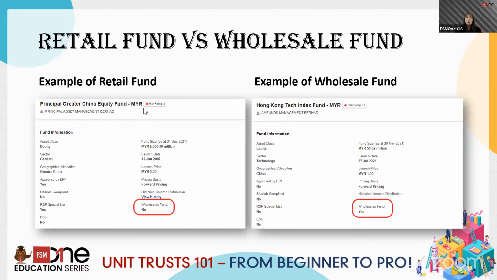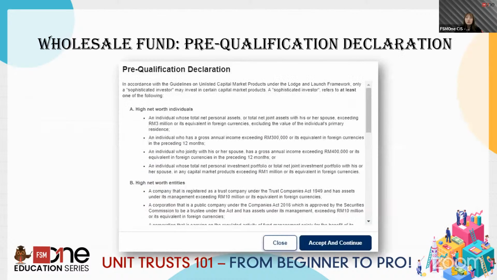So this is an example of the retail fund. For the Principal Greater China Equity Fund, you will see that wholesale fund is "no", meaning this type of fund is a retail fund. Whereas on the right-hand side is the Hong Kong Tech Index Fund. This fund is stated as wholesale fund "yes", meaning that if investors are interested to invest into the wholesale fund, whenever they click into it, such as the Hong Kong Tech Index Fund, a pop-up declaration will appear on our FSMOne website. These terms are for investors to read, acknowledge, and accept before they proceed to invest.